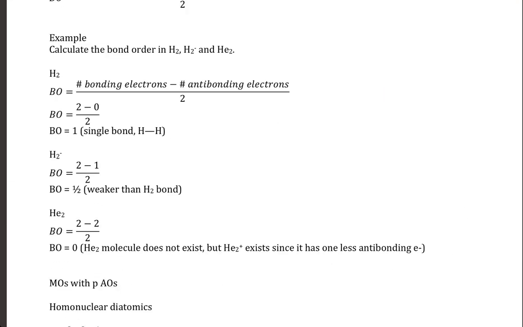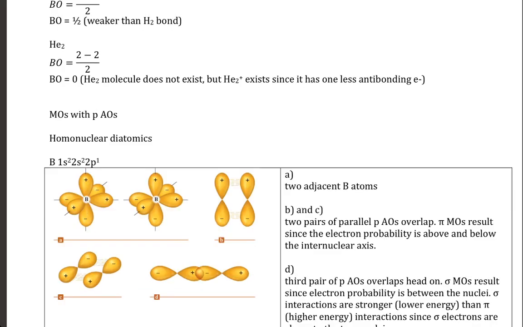For He2, according to that last diagram, we have 2 bonding electrons, we have 2 antibonding electrons. So our bond order is 2 minus 2, 0 over 2, 0. So He2 does not exist. But if we removed one of those antibonding electrons, so we have He2 plus, it could exist because it has 1 less unfavorable or antibonding electron.